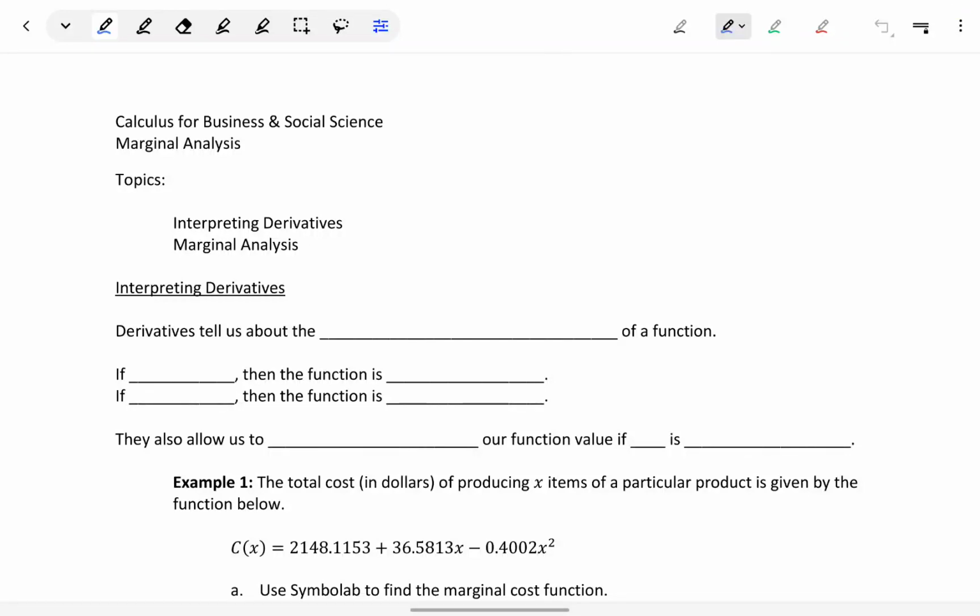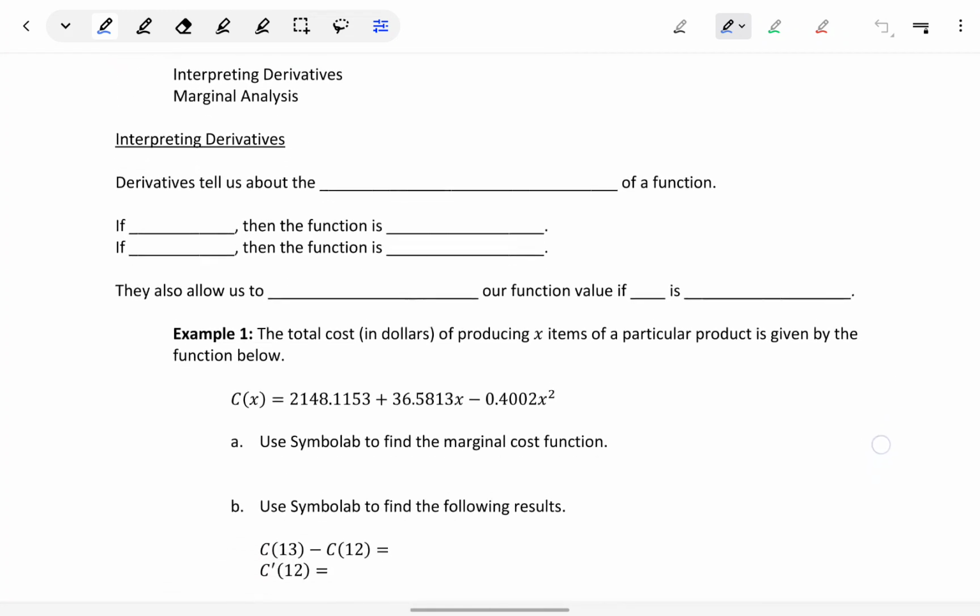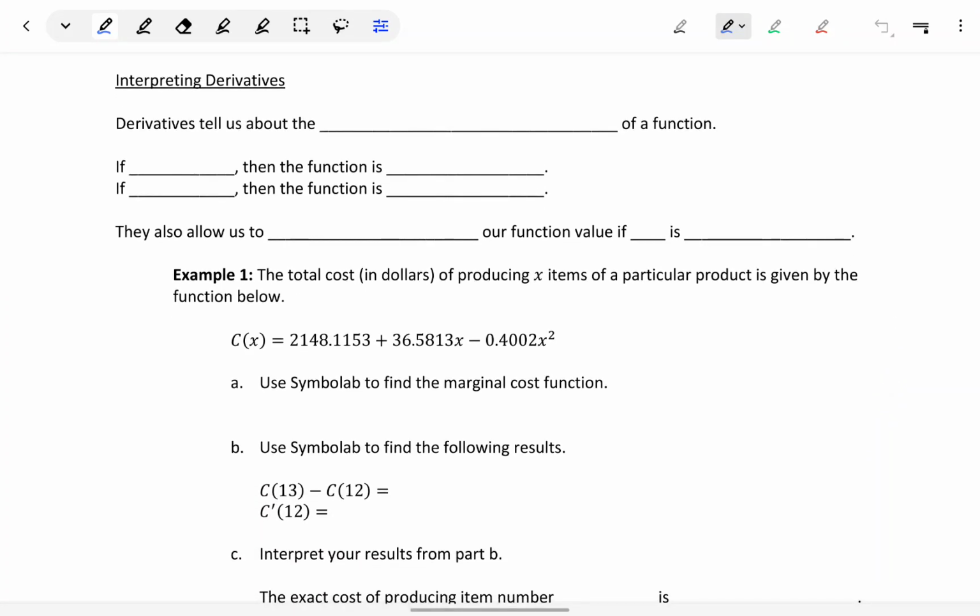In this section, we're going to be engaging more heavily with the derivative, looking at some of its applications and interpretations. And that's what we want to talk about first, how we interpret derivatives and the results we obtain from those.